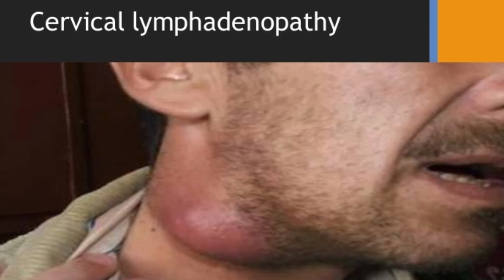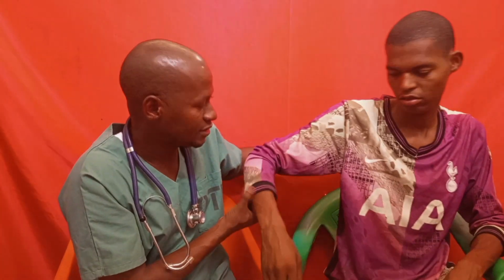So where do we assess lymphadenopathy? You can assess lymphadenopathy in the following areas. For example, in the cervical region, you can assess if there is tenderness or swelling of the lymph nodes. You can also examine the axillary, that is the armpit region, if there is any tenderness in the lymph nodes. You can also examine the occipital region, that is the back of the head.